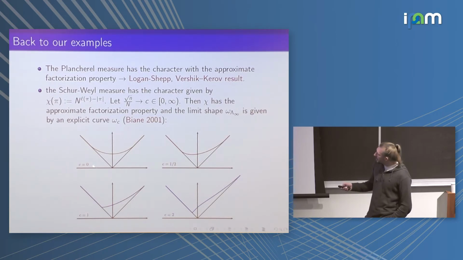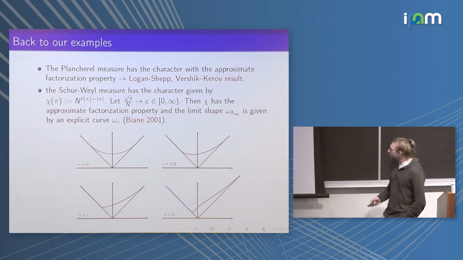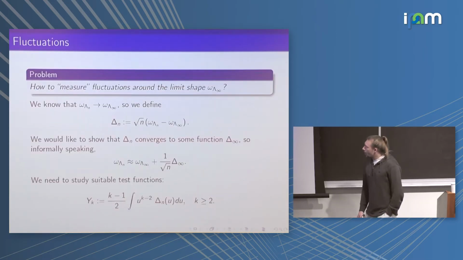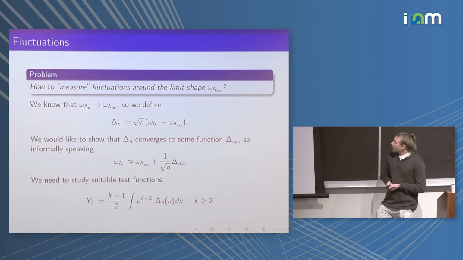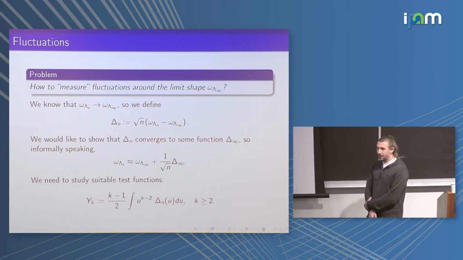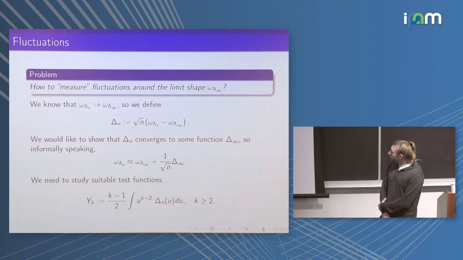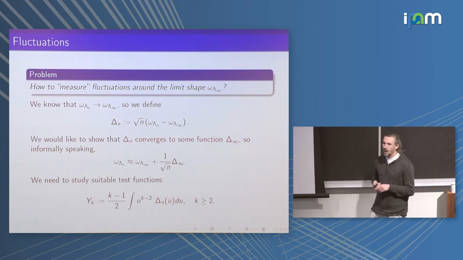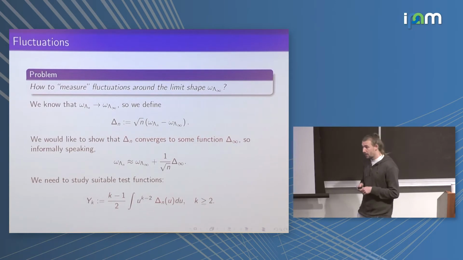So we can see that when c is equal to 0, this curve is exactly the Logan-Shepp-Vershik-Kerov curve, but for different parameters c, it looks a bit different. Okay, so this is a law of large numbers, and there is also a central limit theorem problem. So we would like to ask, can we say something more? If we already know that our random Young diagrams concentrate around some shape, can we say something about the fluctuations around this limit shape?